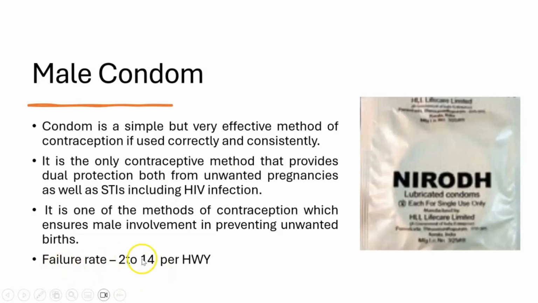The failure rate of male condom is important and asked very often in your viva, and it ranges from 2 to 14 per 100 women years.